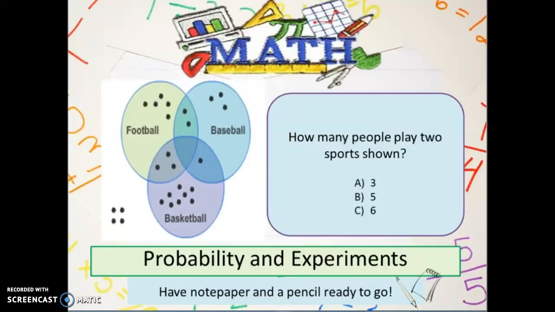Today we're going to learn probability and experiments. First, let's do a quick review from our last class. It says how many people play two sports? Remember, when you have a Venn diagram and you have two overlapping circles, those are circles that have something in common. So here we have two students who play football and baseball, three students who play football and basketball, and one student who plays basketball and baseball. That gives us a total of 6 people.